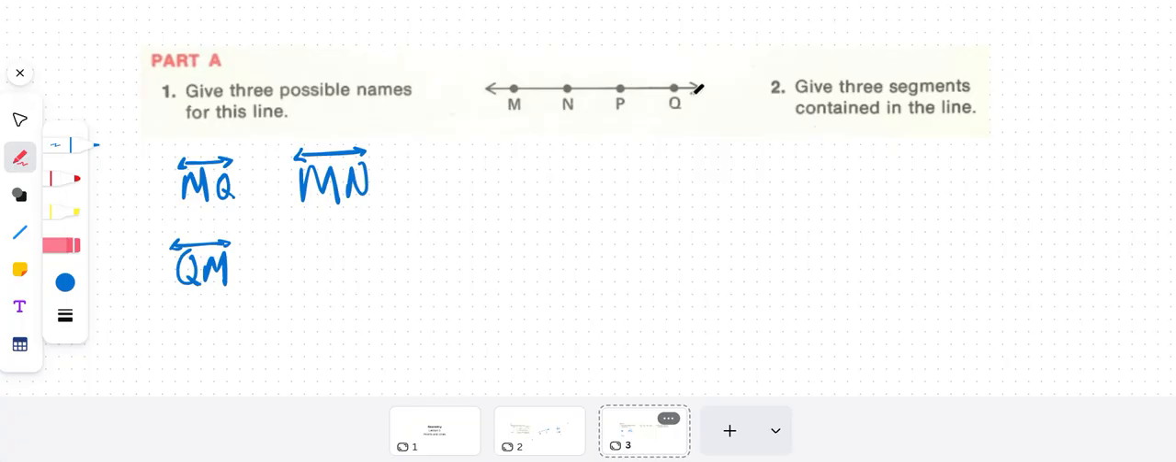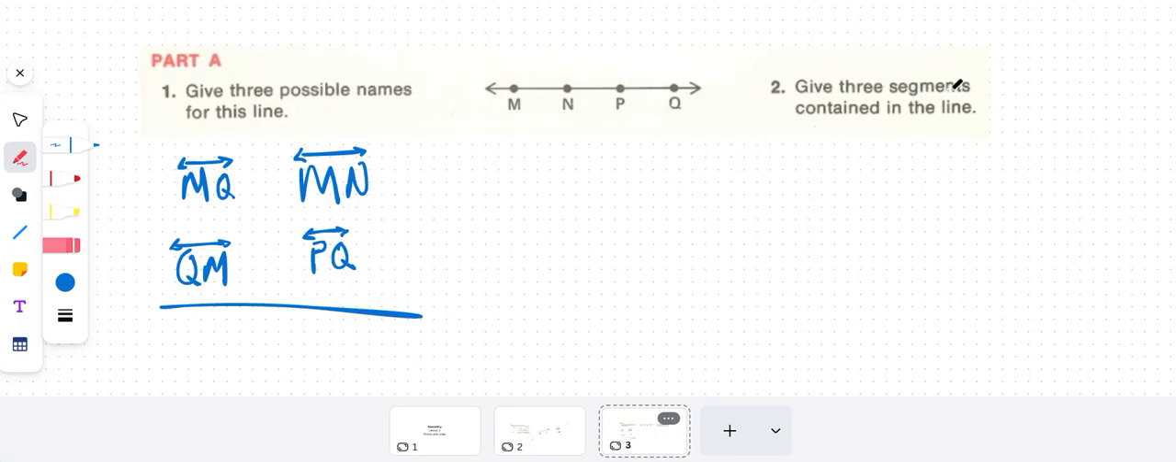That means there's a whole lot of names we could do for this one. We could do MQ, QM, MN. You could call it PQ, and so on. Any 2 points on this line can name that line. You might want to write that down underneath here. Any 2 points on that line can name that line.